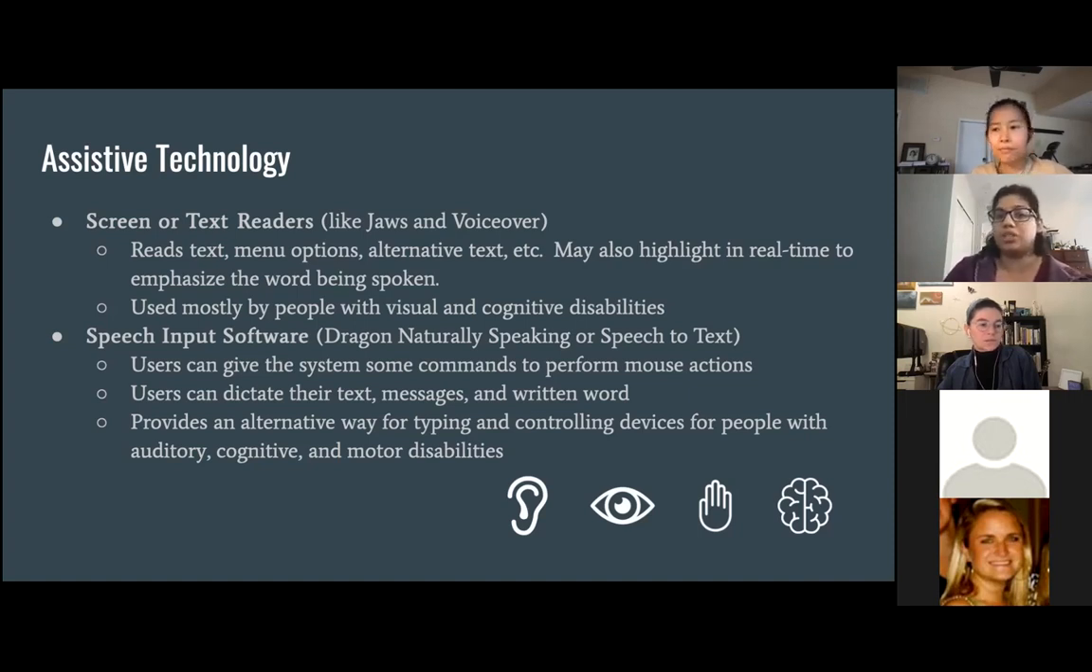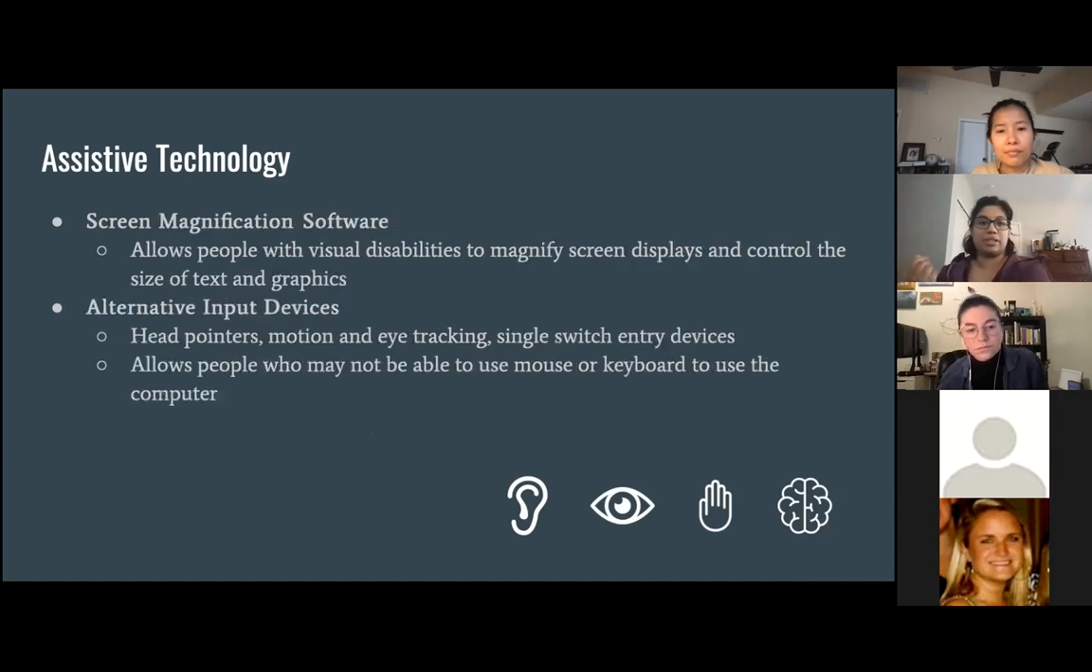There's also speech input software. If you're not able to see what you're doing, you can dictate and it will be picked up and help them navigate by telling it functions. This is also important for people who have limited motor functions, who might have to use their voice to navigate technology. So again, super important. And then there's some more on the next slide.